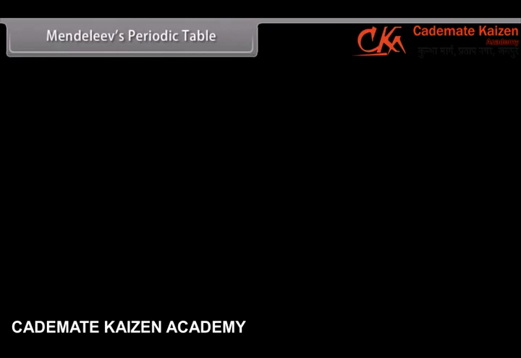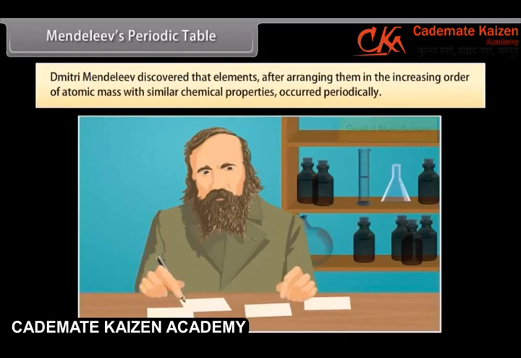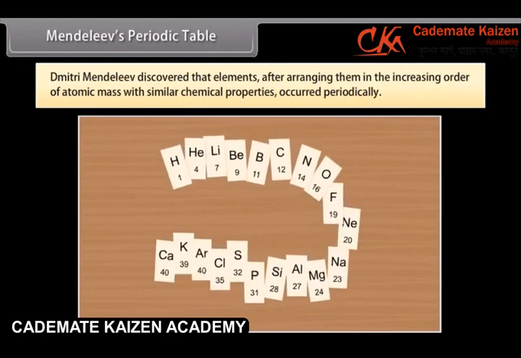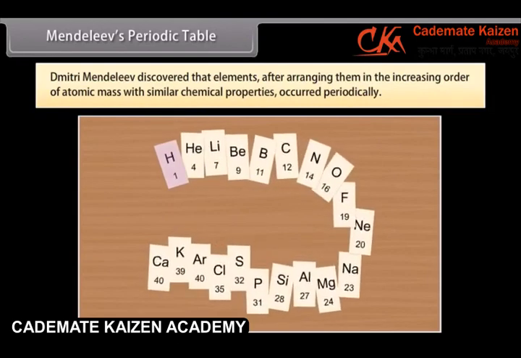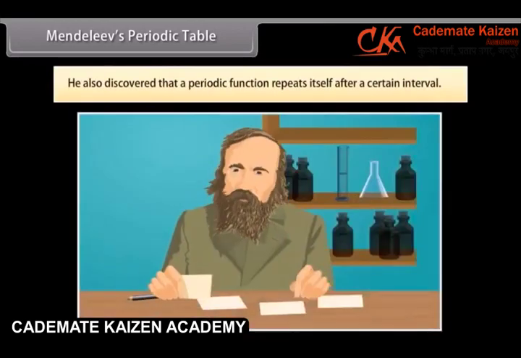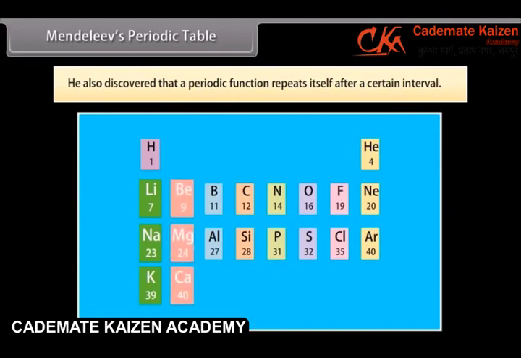Mendeleev's periodic table. Dmitry Mendeleev, a Russian chemist, discovered that elements, after arranging them in the increasing order of atomic mass, with similar chemical properties, occurred periodically. In 1869, he stated this observation in Mendeleev's periodic law. He also discovered that a periodic function repeats itself after a certain interval. Hence, according to the periodic law, the chemical and physical properties of elements repeat themselves after certain intervals when they are arranged in the increasing order of their atomic mass.